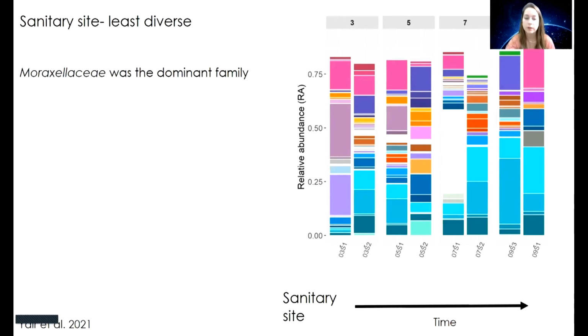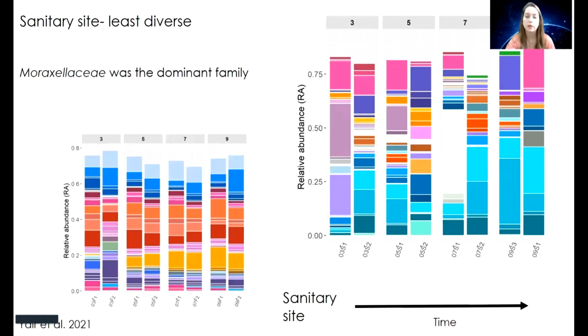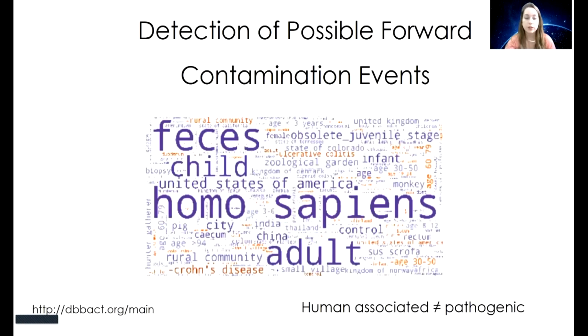Moraxellaceae was the dominant family across all sites, with the genus Psychrobacter most prevalent. This environment seems highly disrupted, especially when compared to the stable and diverse far site that you can see here. When we search for forward contamination events, we search for human-associated microbes that appear somewhere that they should not be. Human-associated microbes doesn't necessarily mean that they are pathogenic. For example, they can be part of the human microbiome.